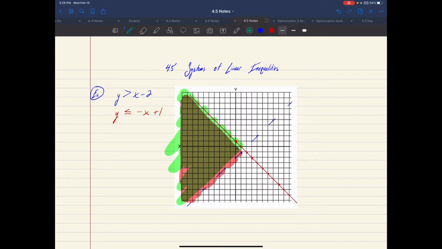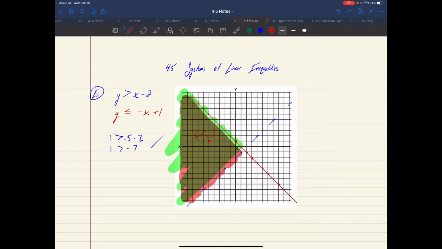If I were to choose a point in this region, it really never matters because it's just a point in that region. So that's the point negative 5, 1. If I plug this into both inequalities, I will get a true statement, hopefully. So if y is 1, x is negative 5: 1 is greater than negative 5 minus 2, and that's negative 7, so that's good.